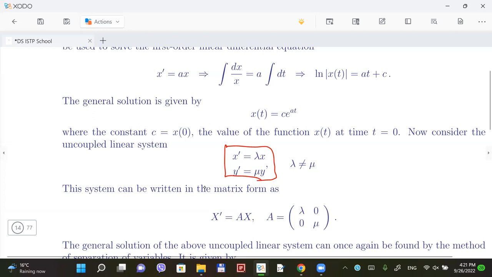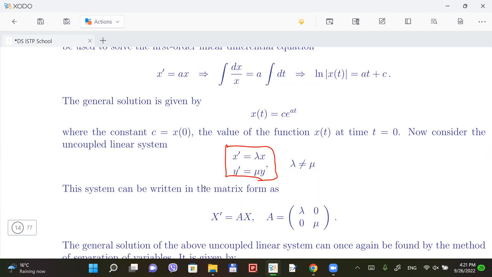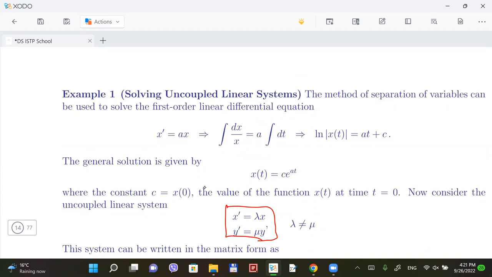the uncoupled system. That means basically the simplest case, where in the first equation you don't have the epsilon and in the second equation you don't have it. So you can just separate these two equations and solve them separately, like the first order differential equation. This first order differential equation is solved by the method of separation of variables. So much easier, as you see.